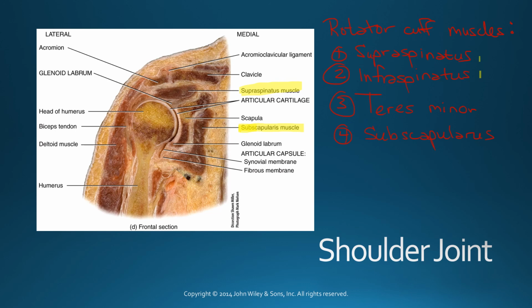So these tendons anchor the humerus to the scapula. They encircle the joint, and they intimately surround the articular capsule of the joint. So we can see the articular capsule labeled on this diagram as well. The rotator cuff muscles all work together as a group to hold the head of the humerus within the glenoid cavity of the joint, within that cavity here.